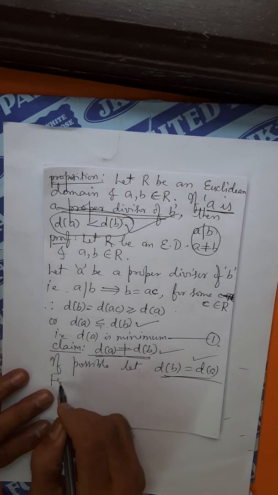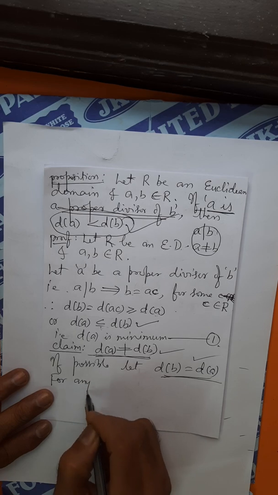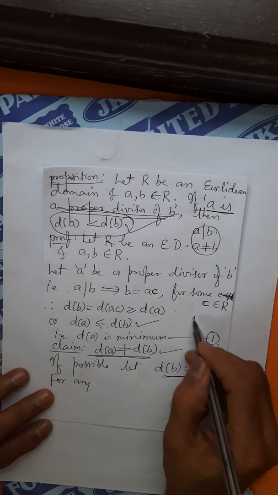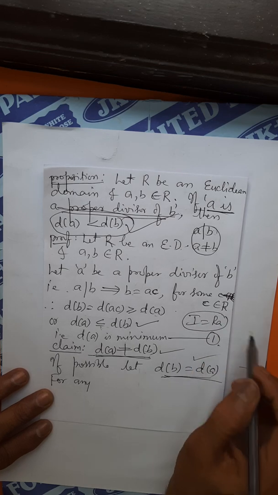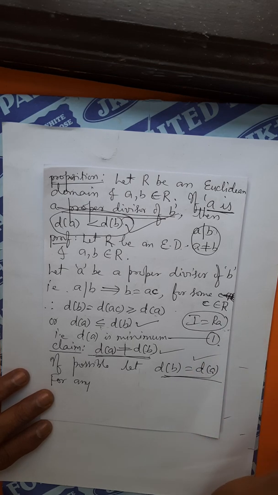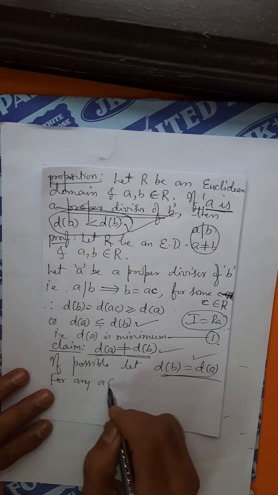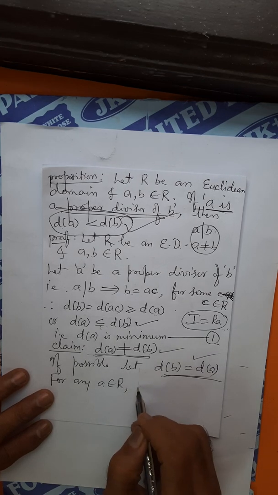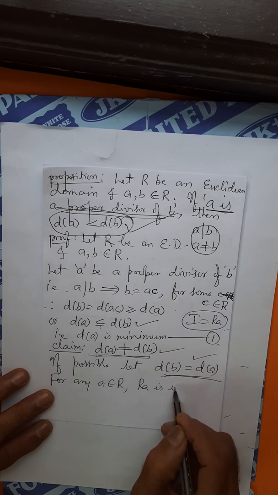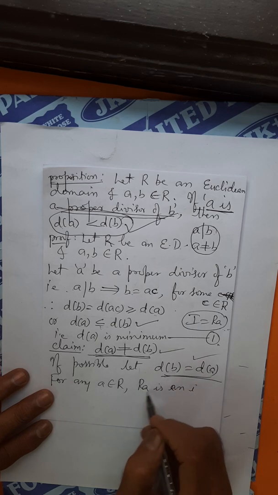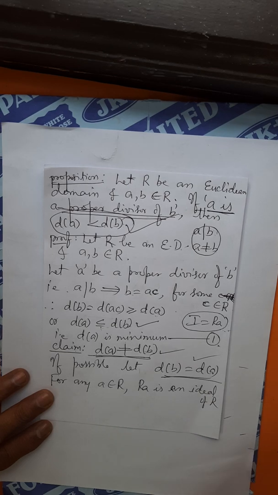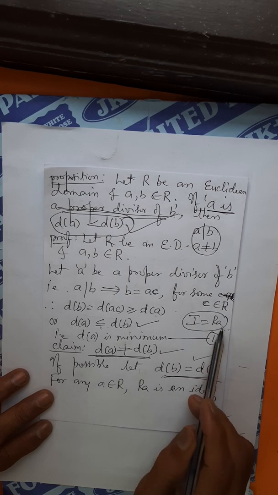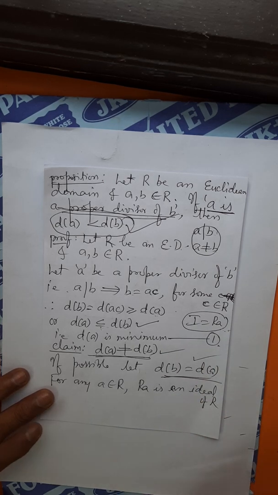For any A belongs to R, you have proved that every ideal of a Euclidean domain is of the form RA. For any A belongs to R, RA, that is every member being a multiple of A, is an ideal of R. Recall from your memory that every ideal of a Euclidean domain is of the form RA.